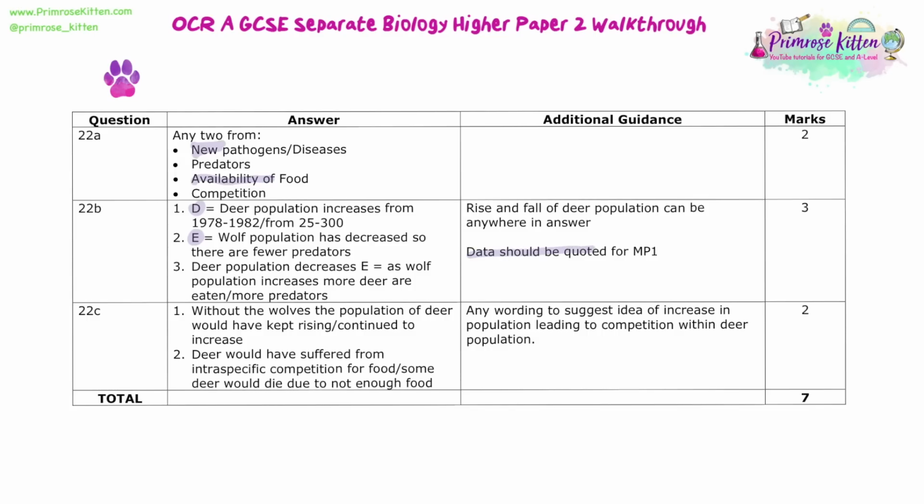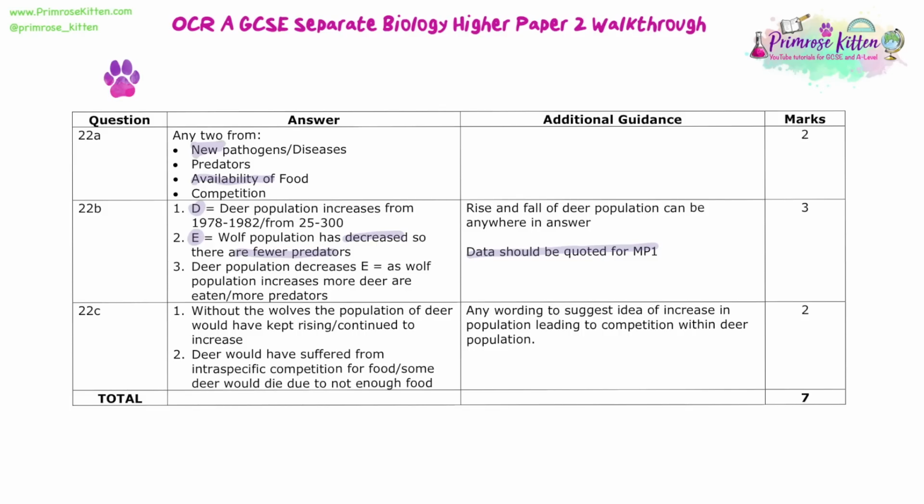Data needs to be quoted for the first mark. So the deer population increases from 25 to 30, either from 1978 to 1982, which is the years, or from 25 to 30, which is the number of deer. Our explanation for why the deer population increases is that the wolf population has decreased, so there are fewer predators. You have to link the fact that they are predators to get that mark.